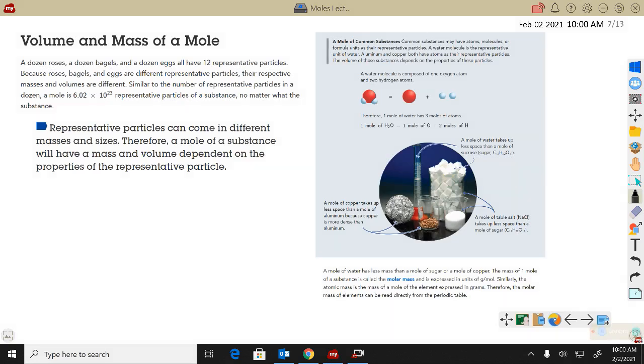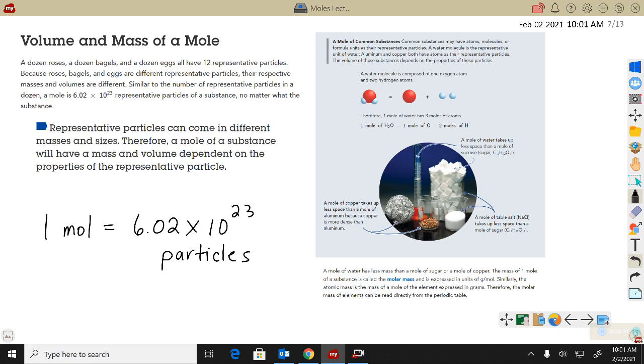We've been looking at this concept of a mole as a way of measuring an amount of atoms or molecules. It's kind of like the term dozen, where you can have a dozen roses, a dozen bagels, a dozen eggs, and it always means 12. Well, a mole is just a little bit bigger. And we said 1 mole was 6.02 times 10 to the 23rd particles.